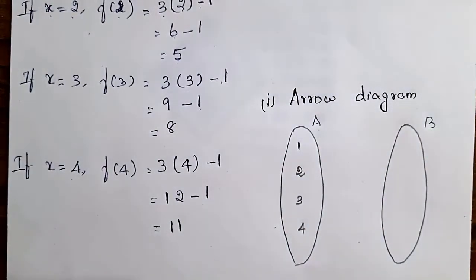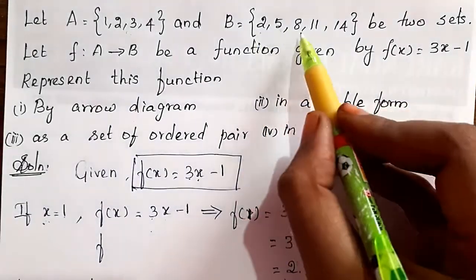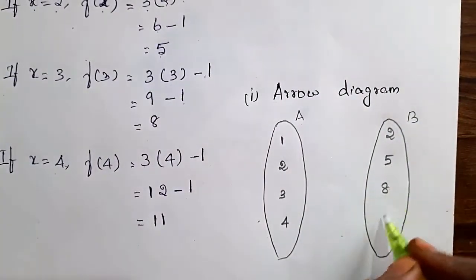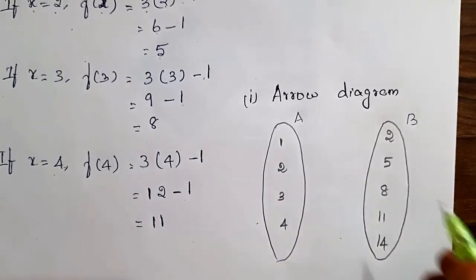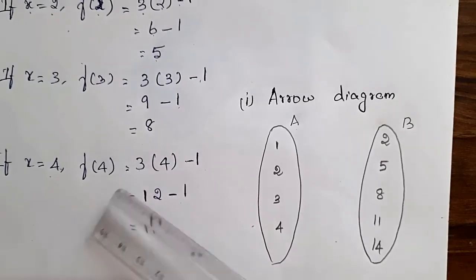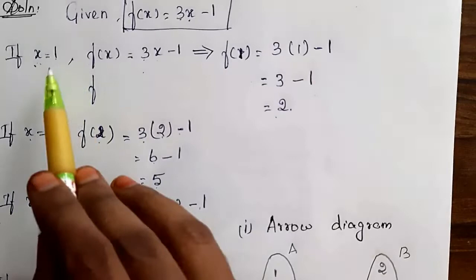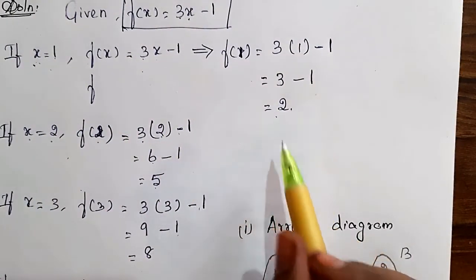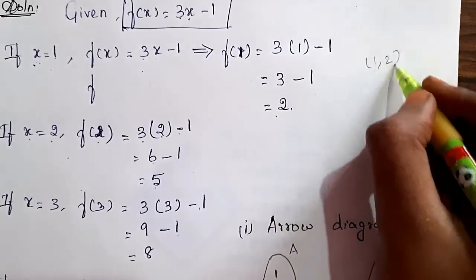So B contains the values 2, 5, 8, 11, 14. So now we are going to map. So 1 goes to, look at, if x equal to 1, the corresponding value is 2. If you have any doubt, you can write it like that, 1 comma 2.